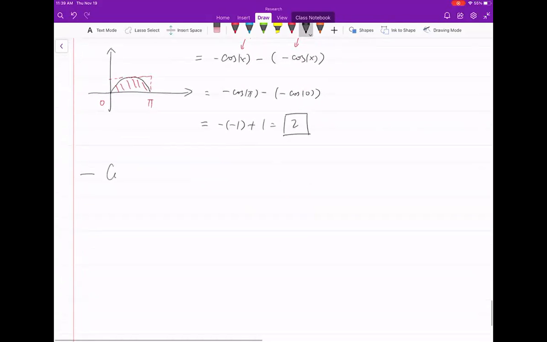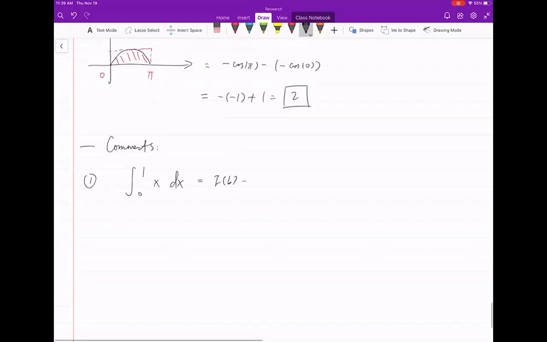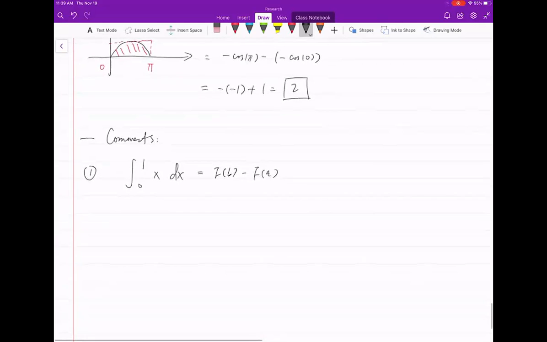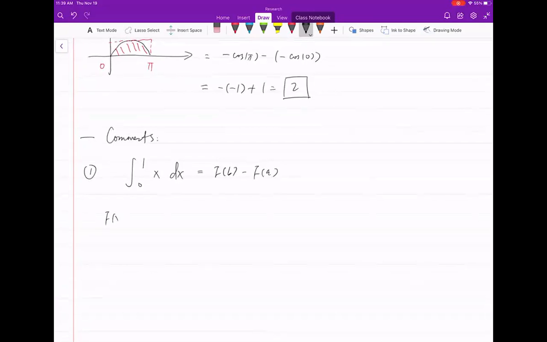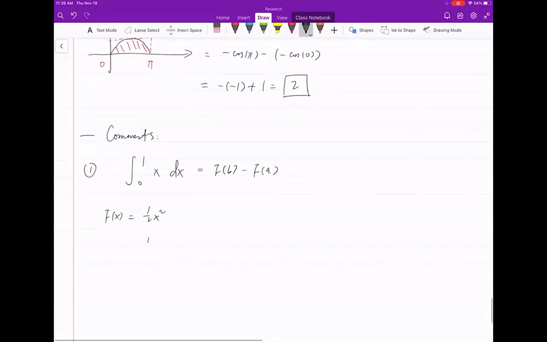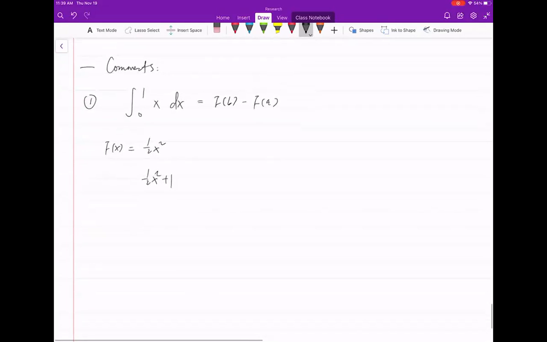Some comments before we move on, and two very important comments. Question 1, how do you do this? Well, you do F(b) minus F(a). Fine. What is F? F is the antiderivative of x, which is 1/2 x squared. Then automatically you know this is wrong. Why? That's not the only antiderivative. This is also the antiderivative.